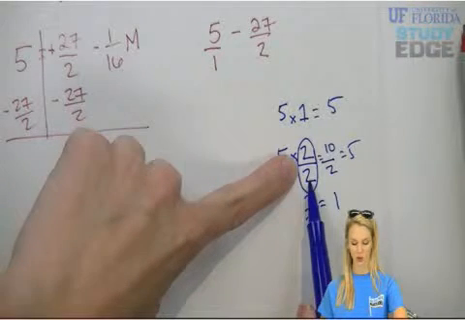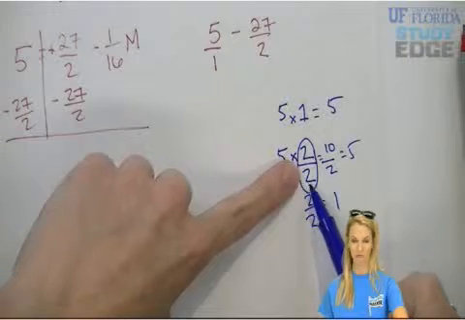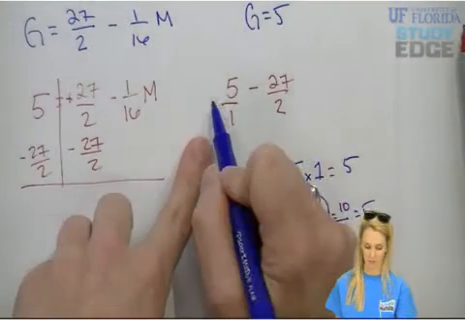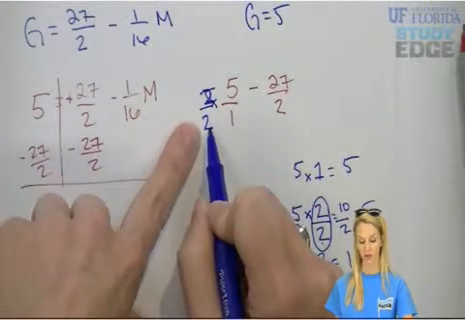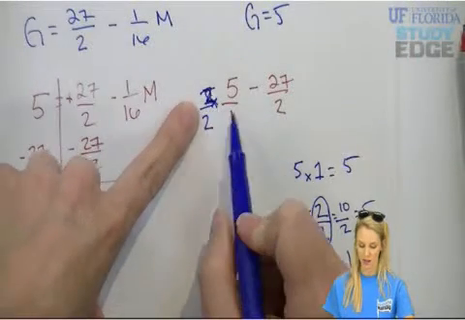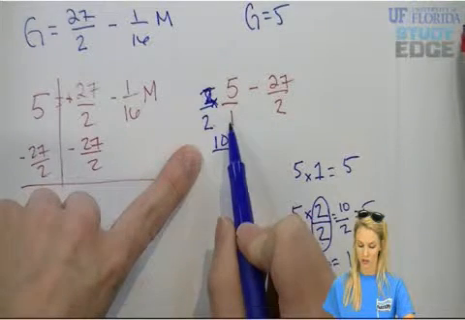Well, 5 being multiplied by 2 over 2 is also equal to 5. 2 over 2, same thing as 1. So what we can do to get a 2 in the bottom here is just multiply the top by 2 and the bottom by 2, because 2 over 2 is really equal to 1. So what are we doing here? When we're multiplying fractions, we multiply our tops, so 2 times 5 is 10, over 2 times 1 is 2.